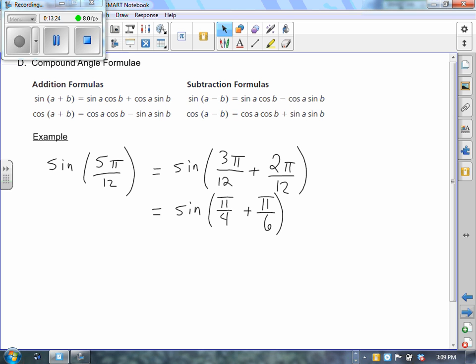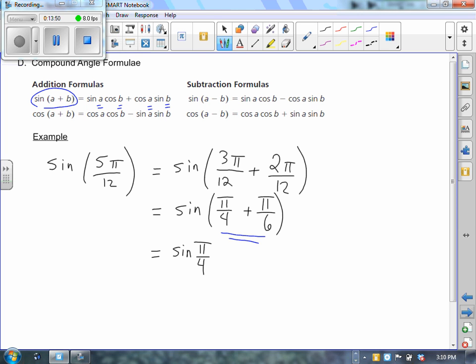If you focus on what we have here in parentheses, you'll notice that this looks very much like the sine of a plus b. So what that means is we'll substitute our values of a and b and accordingly use the special triangles to solve, and we'll evaluate. So this would be the sine of pi over 4 multiplied by the cosine of pi over 6 plus the cosine of pi over 4 times the sine of pi over 6.